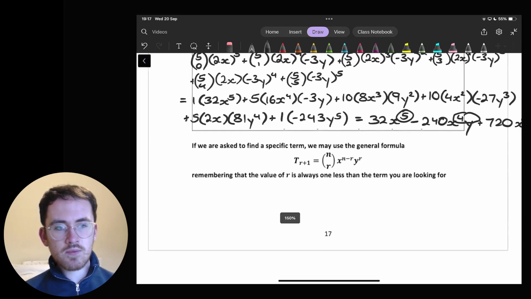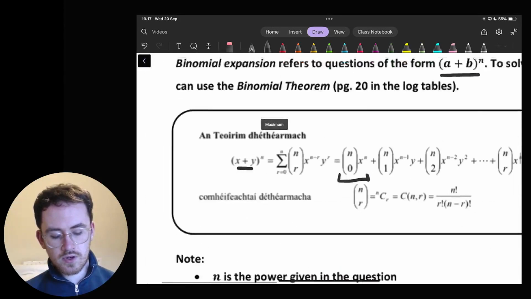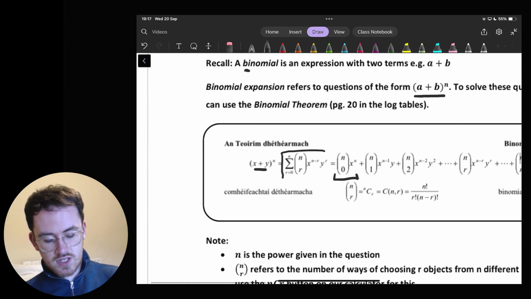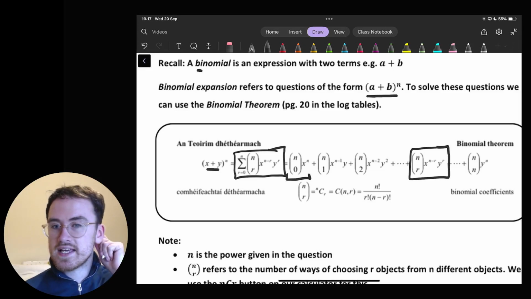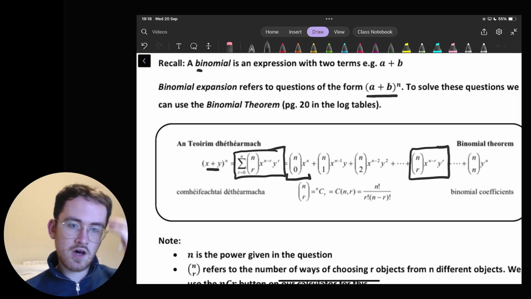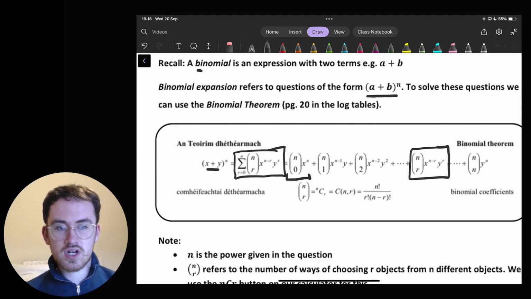So we have a small formula for finding a specific term, and this formula comes from this part at the front of the theorem, and it's also in the middle of the theorem here, generalized in the center. So we have two places where we can remind ourselves of that formula. Now the good thing about the first part there is that it reminds us that r starts at 0.